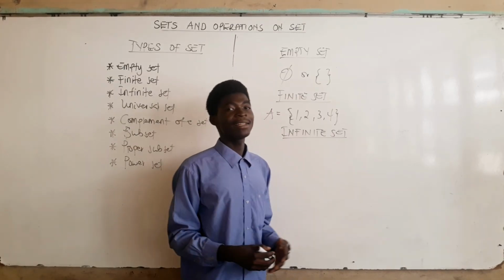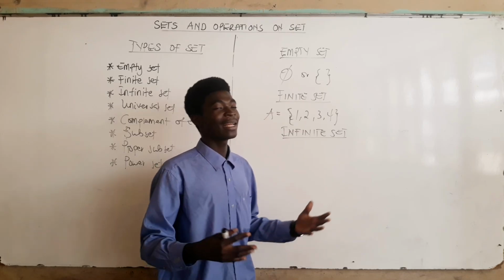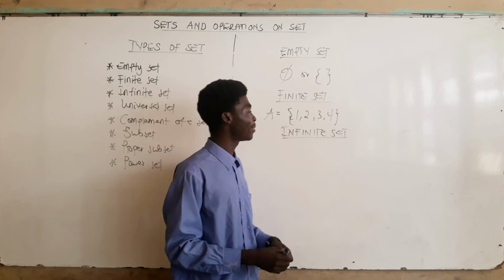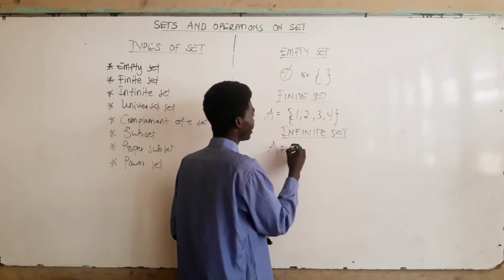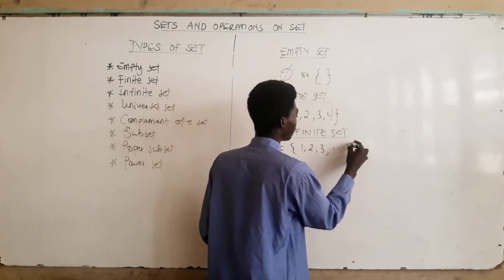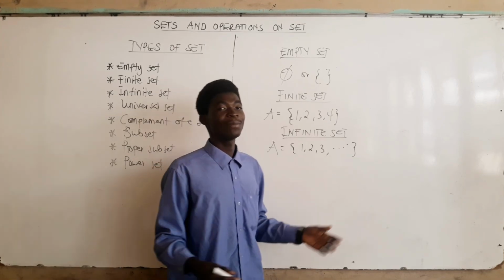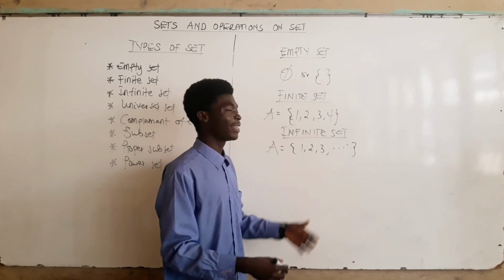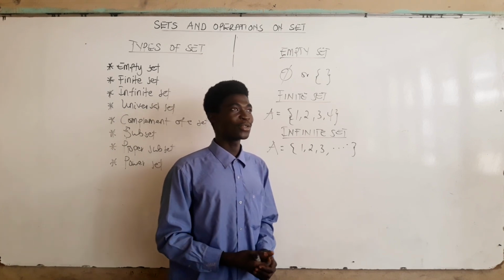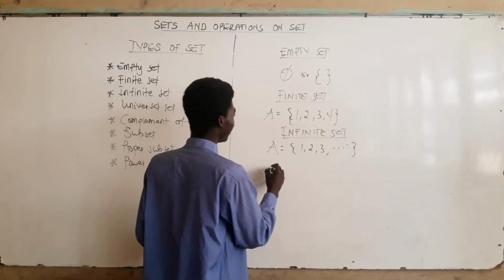So the infinite set is the opposite of the finite set. It is a set that contains countless elements. For example, set A contains 1, 2, 3, and as you can see, it goes on and on and on. Its last element is not known, and that is an infinite set. I hope you understand. Okay, so let's move on to the fourth one, which is the universal set.